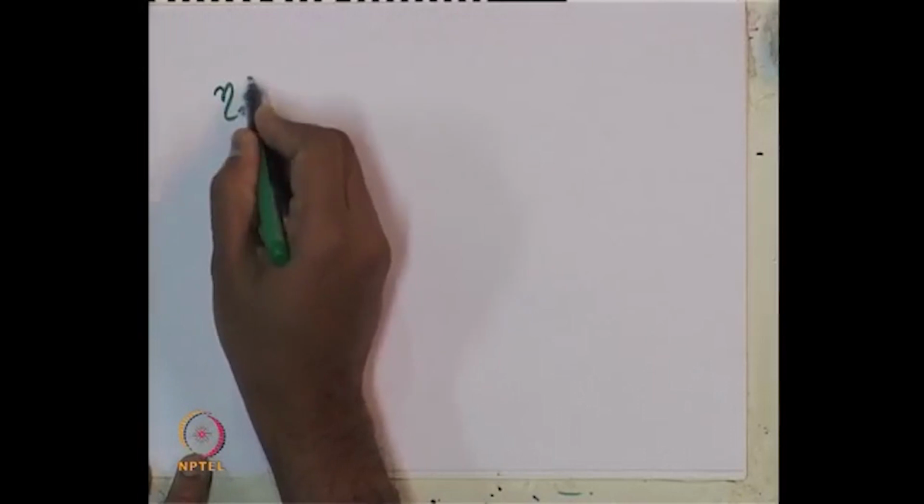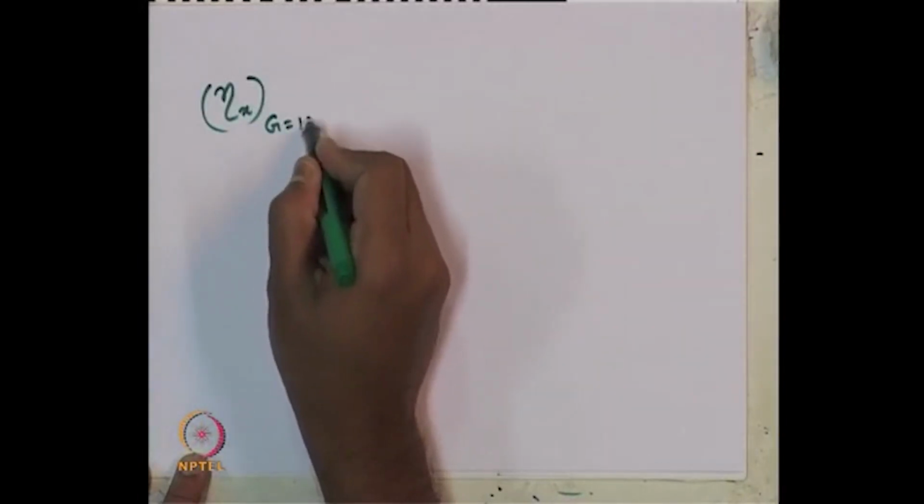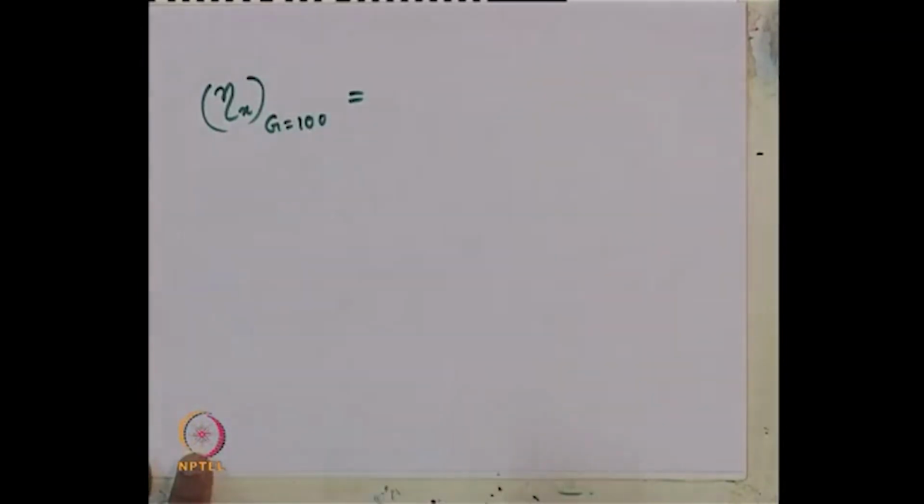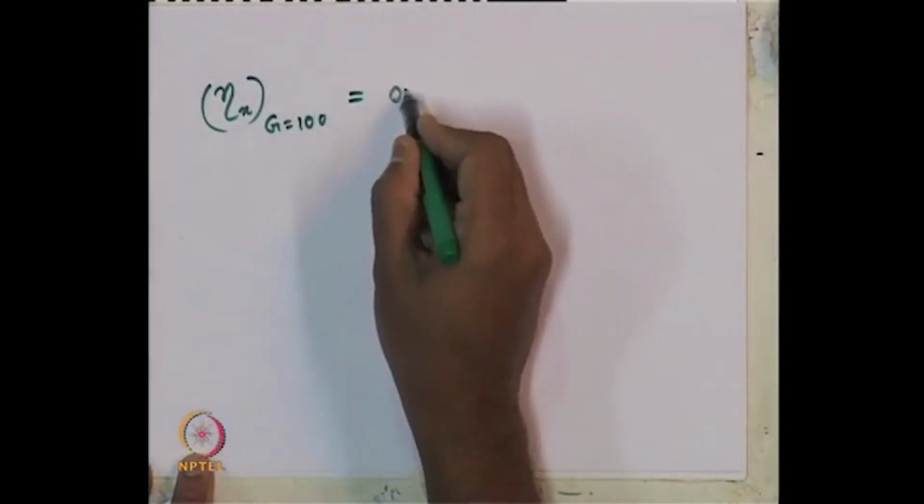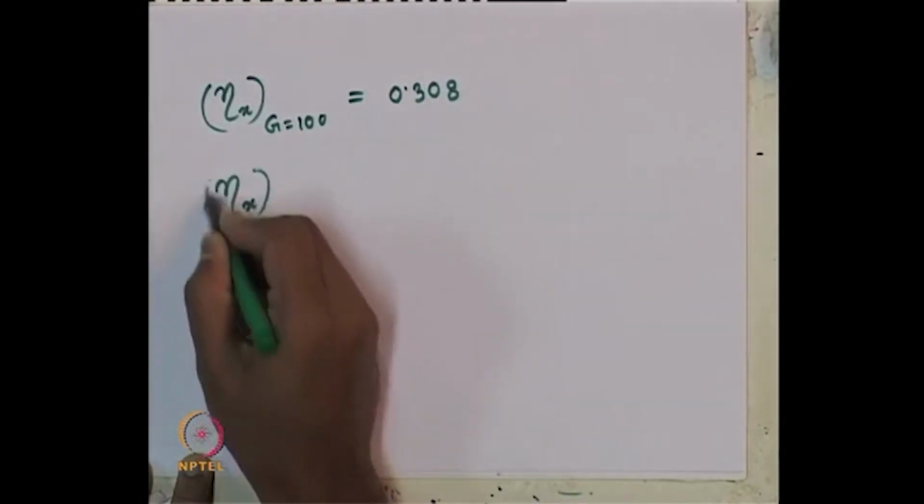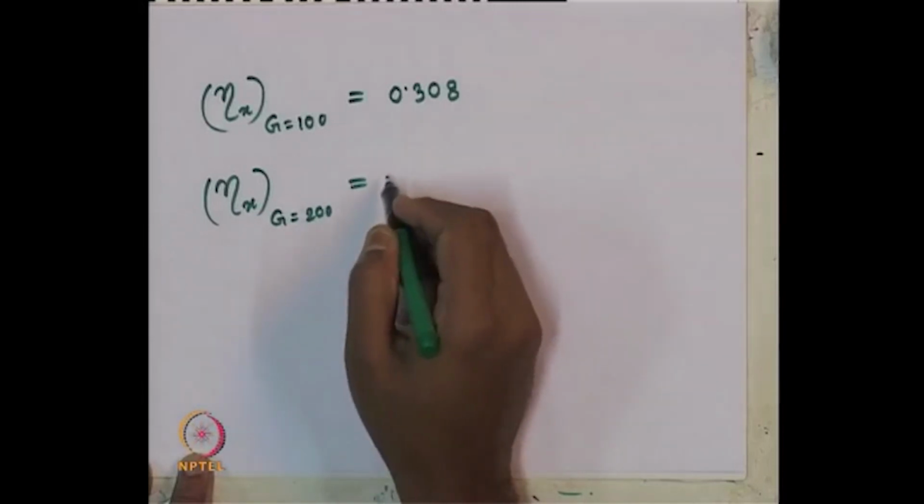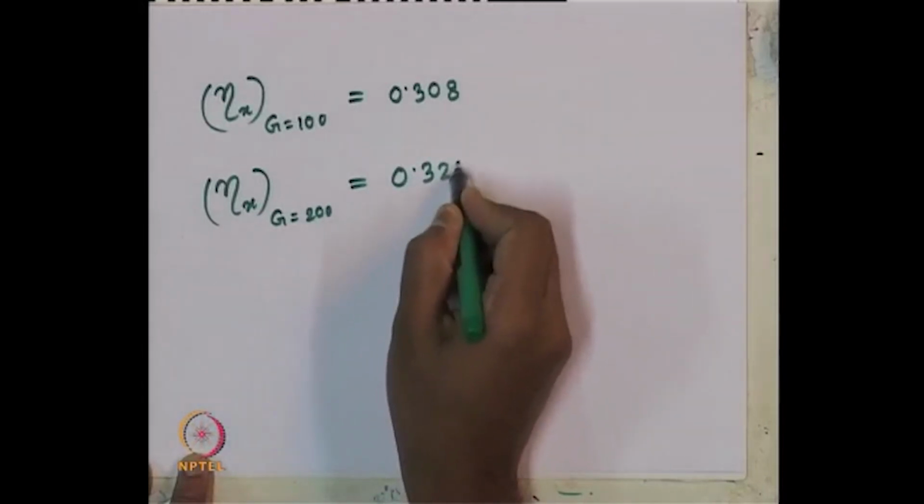Eta x for G equals to 100, that is the second type of soil, how much is it coming? 0.308, and similarly eta x for G equals to 200 is coming as 0.325.